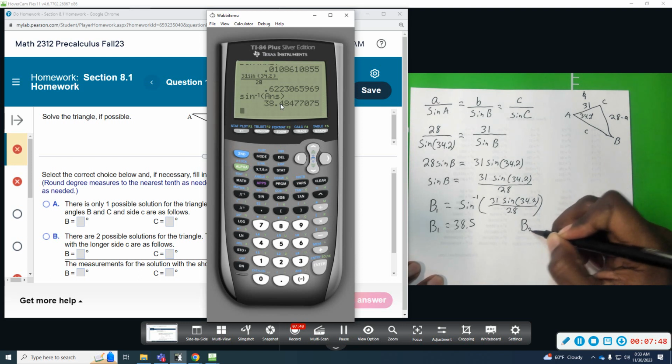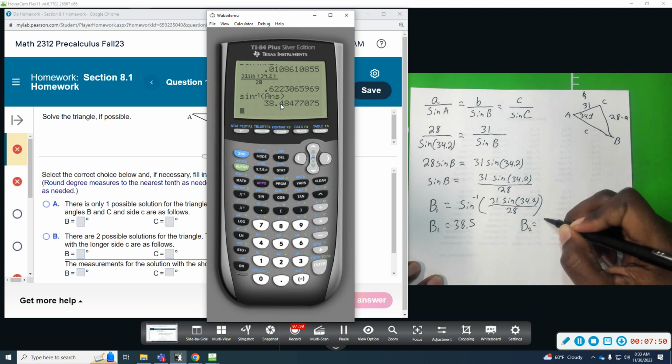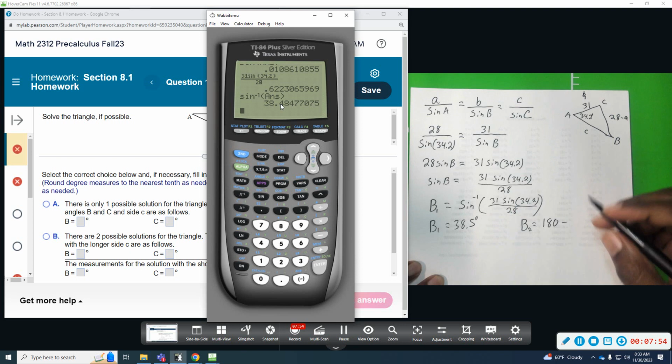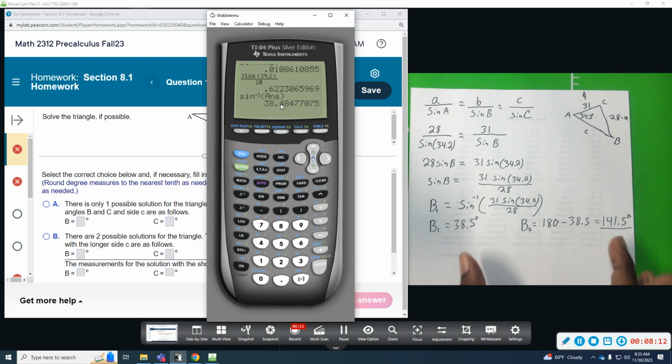The second possible number for B is going to be 180 minus this angle right here. So 180 minus 38.5. Okay. And that will give us 141.5. So I got two possible answers. I'm going to have two possible triangles I got to solve. Once I go through here, this is probably the hardest of the work. You find the first angle, and then you get these two.